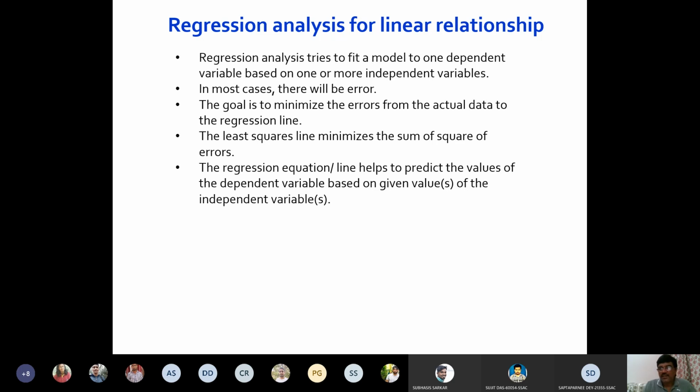The least squares, I already told you what the method of least squares is. The least square line minimizes the sum of squares of errors. The regression equation or line helps to predict the values of the dependent variable based on the given values of the independent variable. So once you have fitted the line, once you have found the equation or model or curve, then you can very easily make predictions.